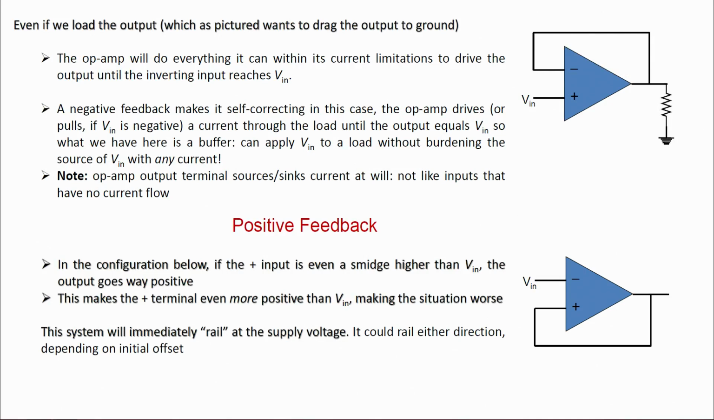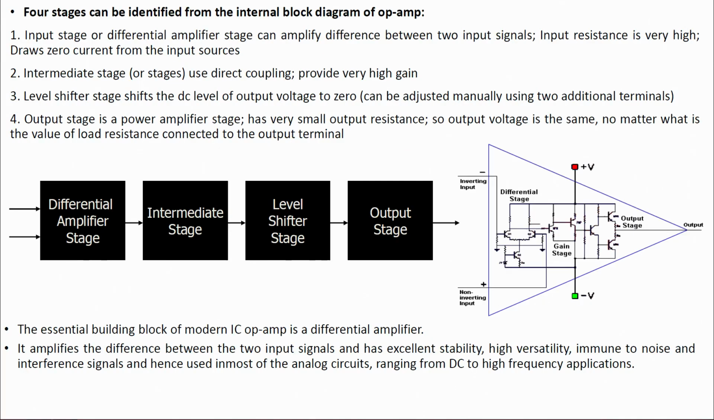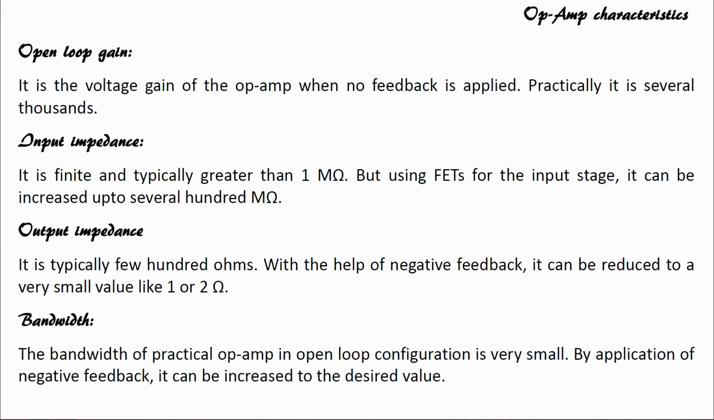So, we have seen what negative feedback is and what positive feedback is. Then we have seen the internal stages of the operational amplifier. It consists of a differential amplifier, intermediate stage, level shifter stage, and output stage, and most of the op amps are now replaced by MOSFETs. The internal circuit that you see here uses BJTs, but in most cases now we are using MOSFETs, all right.